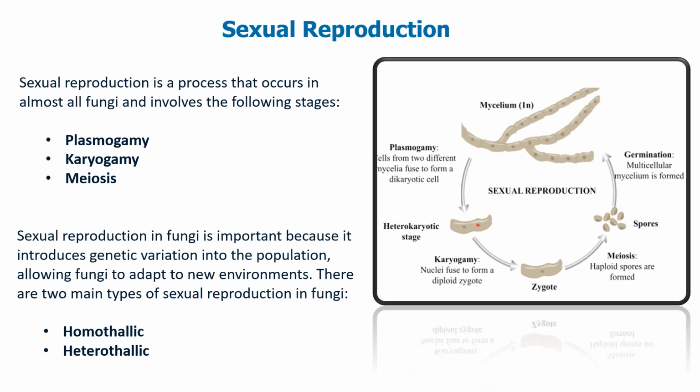Sexual reproduction. It is a process that occurs in almost all fungi and involves the following stages: plasmogamy, karyogamy, and meiosis. First one is plasmogamy. The fusion of two haploid cells resulting in a single cell with two nuclei. This stage is also known as union of cytoplasm.